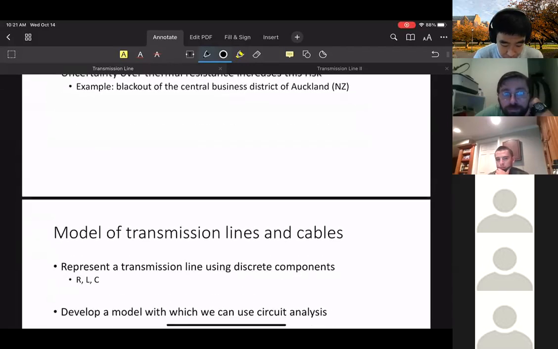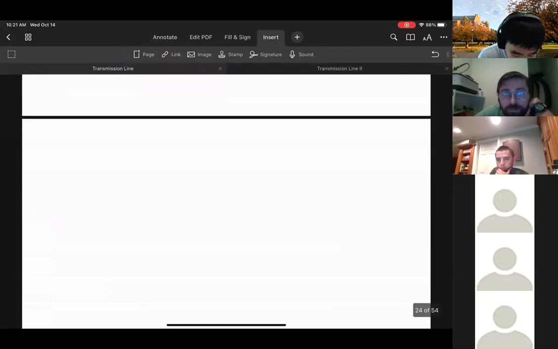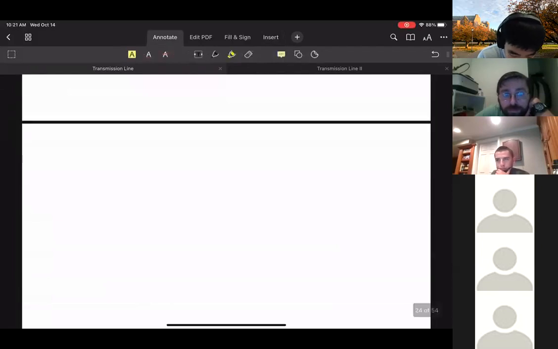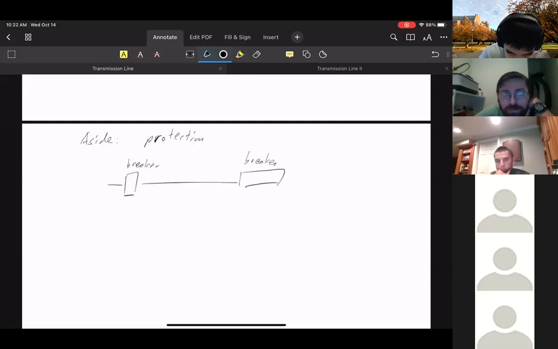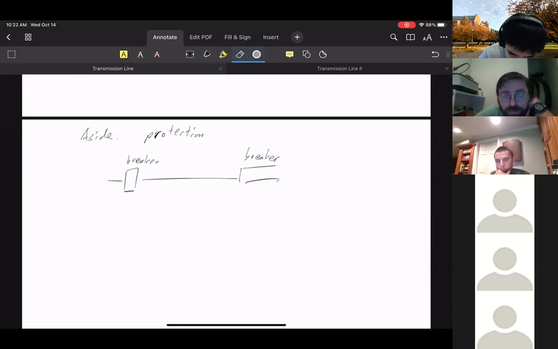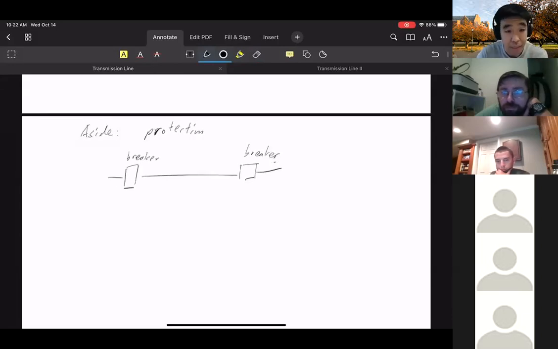I'm going to draw this, let me insert a page and draw this here. This is a side protection. So how does protection work? Basically, when you have a line, you have a breaker on both sides of the line. They should be a similar size. So two breakers on both sides of the line, something like this.